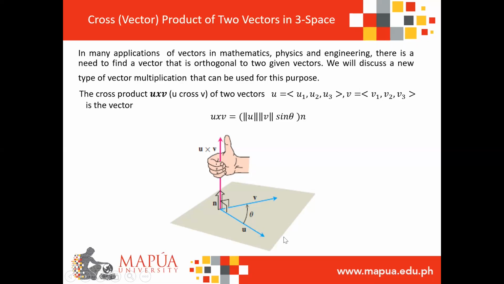So as you can see from the figure, we have here two vectors in the plane. So we have vector U and vector V. And the cross product of these two vectors is the vector represented by the perpendicular vector, which is U cross V, and this is also the normal vector. So as you can see, we have the U cross V, or cross product, perpendicular to the two given vectors, vector U and vector V.